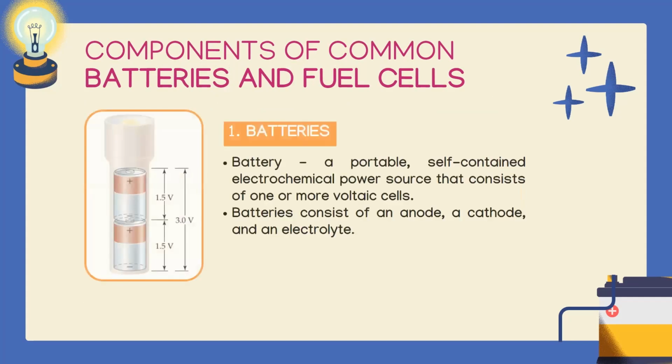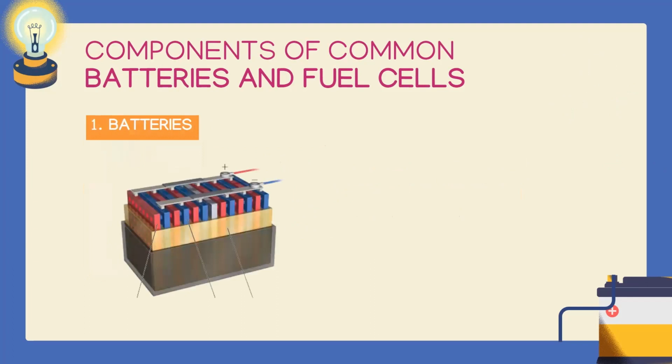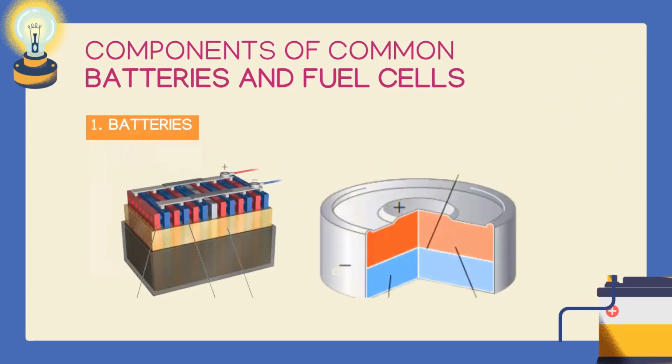The first one, a battery, is a portable self-contained electrochemical power source which consists of one or more voltaic cells. Batteries consist of an anode, a cathode, and an electrolyte. Common types of batteries include alkaline batteries, lead-acid batteries, and lithium-ion batteries, each with unique electrode materials and electrolytes.